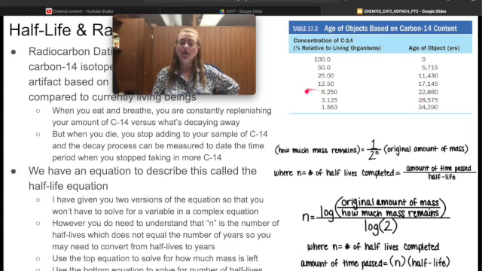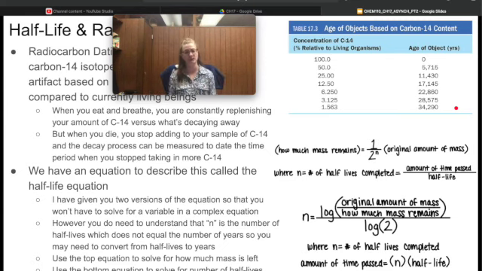So that's what we've got going on as we move through these different percentages relative to the living organisms. We're seeing each half-life, and after how many half-lives would be how many years. So this would be 1 half-life, 2 half-lives, 3 half-lives, 4, 5, and 6, and so on, down into smaller amounts.